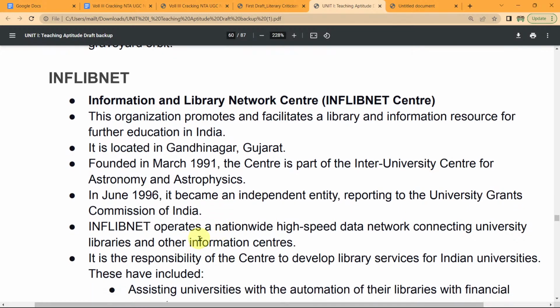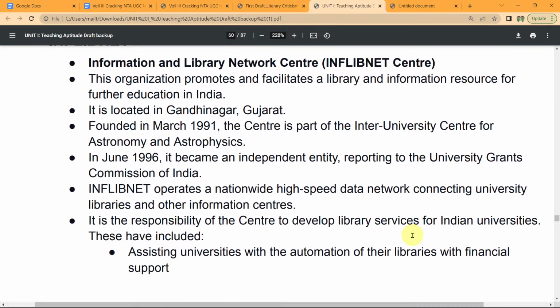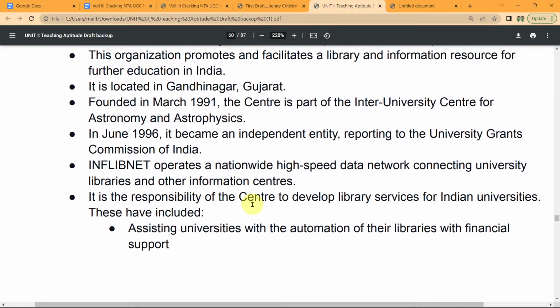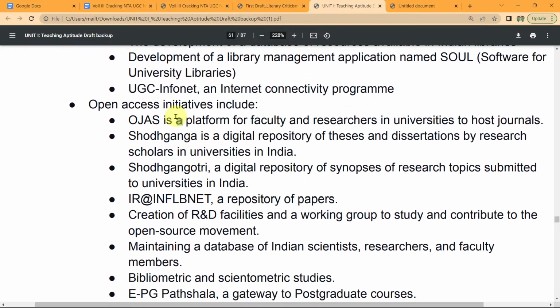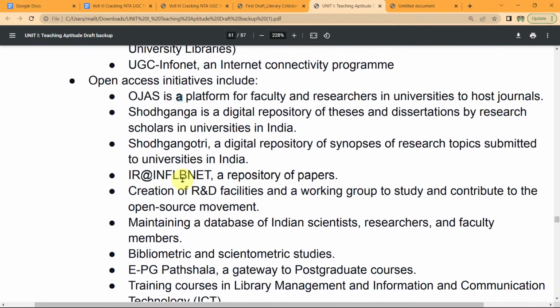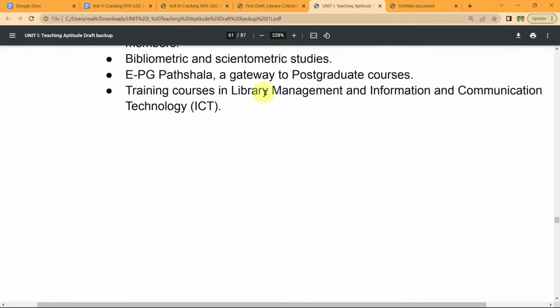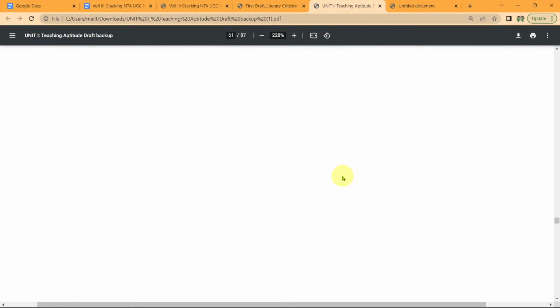Got it? INFLIBNET operates a nationwide high-speed data network connecting universities, libraries and other information centers. Open access initiatives include all these: OJAS, IR, INFLIBNET, like Shodhganga, Shodhgangotri, whatever e-library is there, it is by INFLIBNET. Got it? ePG Pathshala is also there, a gateway for postgraduate courses.